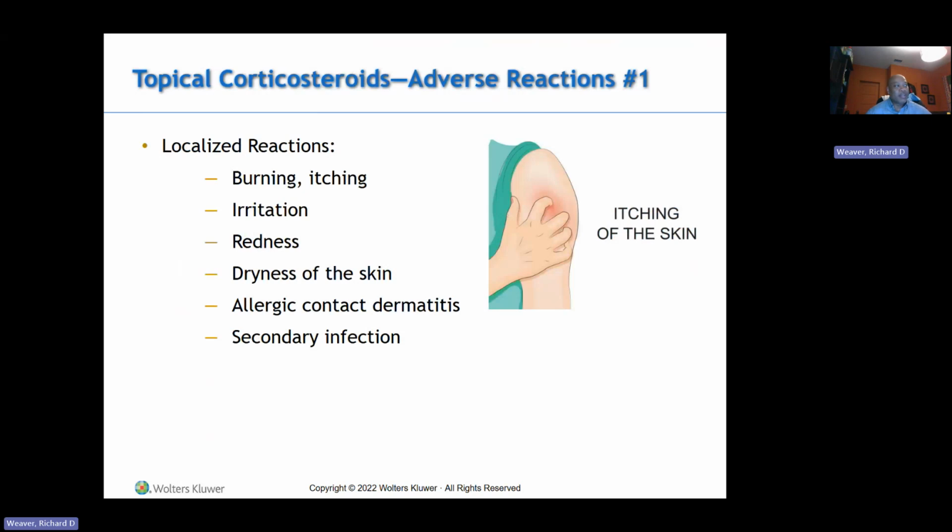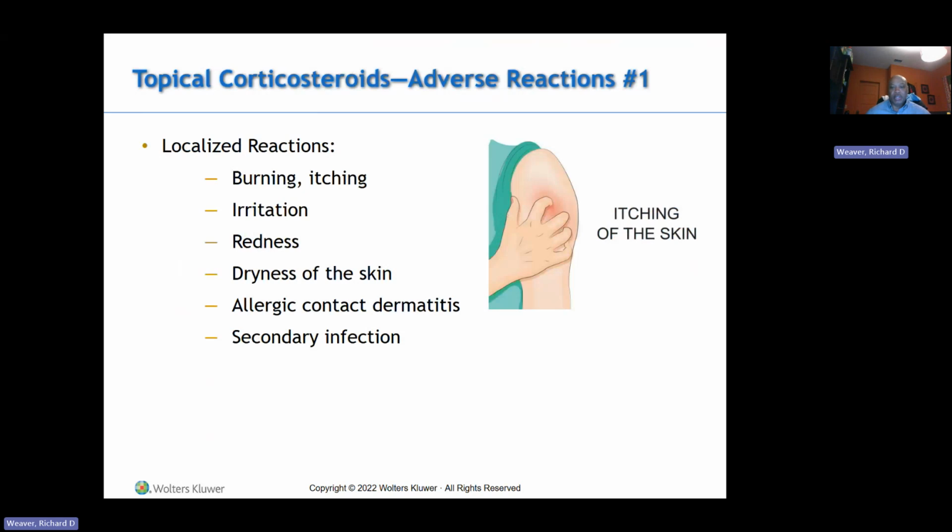All right. Again, the localized reactions. Just take a look at this. The burning, itching, irritation, redness, dryness of the skin. There's also allergic contact dermatitis, right? People may have reactions to the steroids, as well as secondary infection. And when we talk about secondary infection, we're talking about, for example, if we're dealing with the skin, sometimes the microorganisms on the skin can cause other infections and whatnot, right?